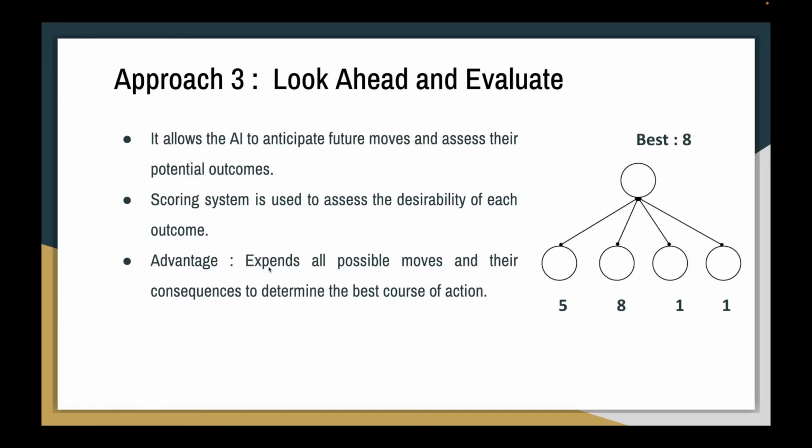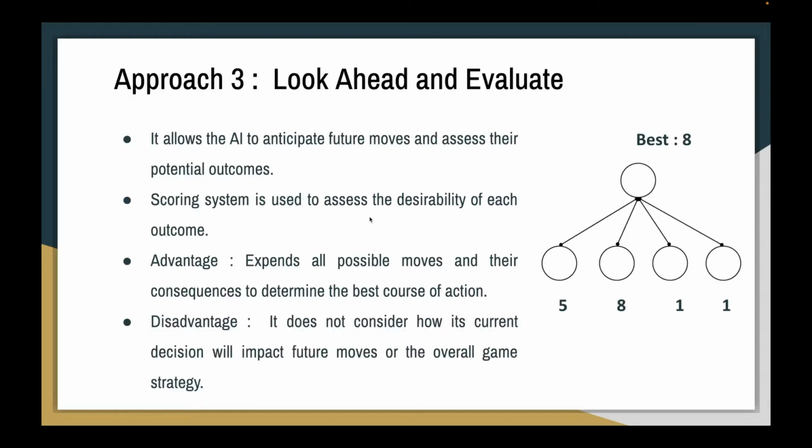The main advantage of this approach is its focus on expanding all possible moves and their consequences to determine the best course of action. But the disadvantage is it does not consider how its current decision will impact future moves in the overall game strategy. If the AI only evaluates the next move without considering the future implications, it may overlook crucial strategies or traps set by the opponent.